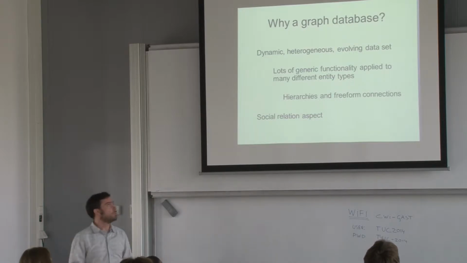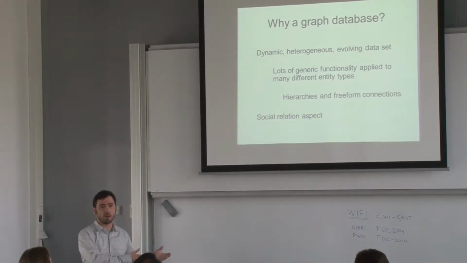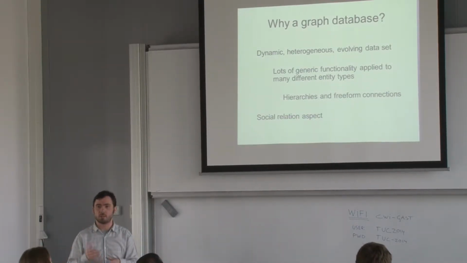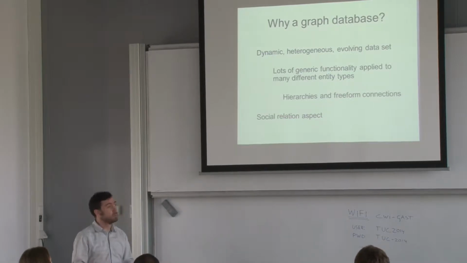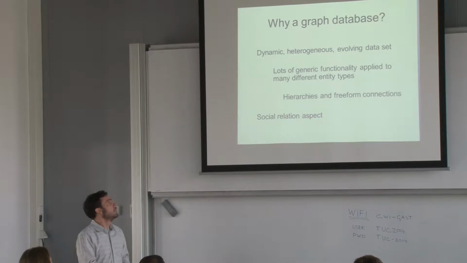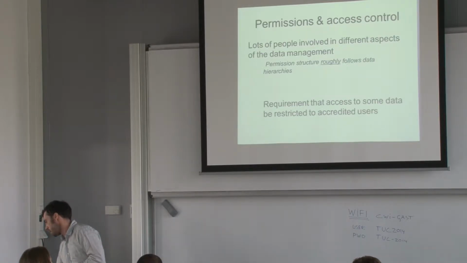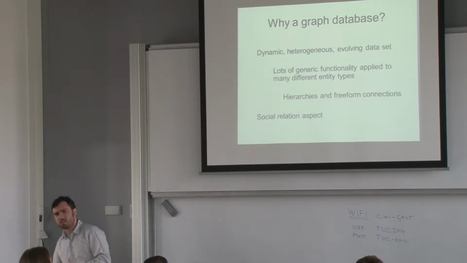So we went for a graph database mainly because we've got quite an evolving data set. Every time we get new data, we have to change something. There's lots of generic functionality, so we're not dealing with just these archival descriptions. There are many different entity types that are related, such as descriptions of people, places, and so on. And we want to treat them in a very generic manner. And we also have, which I'll get to in a minute, the social relation aspect, which is related to how the people are going to use this data.